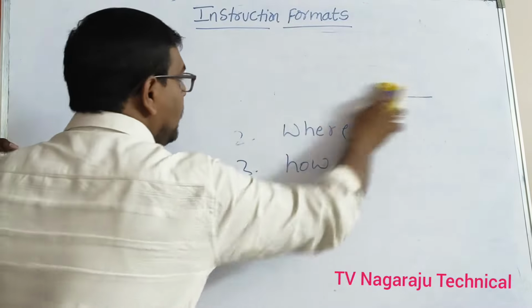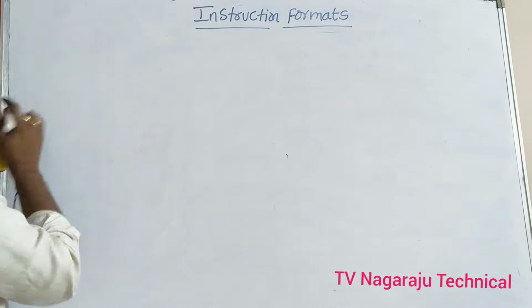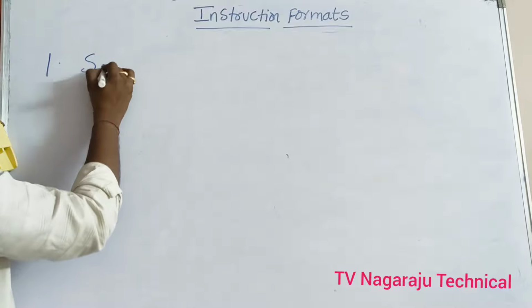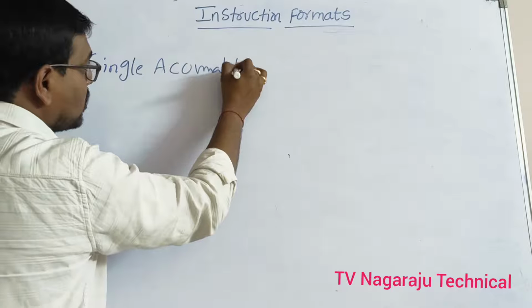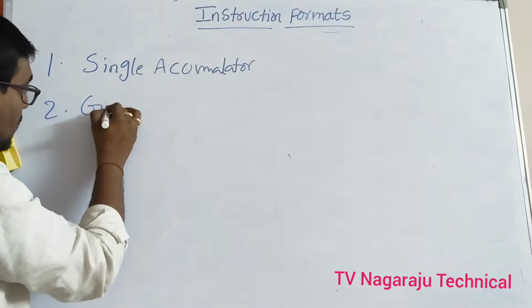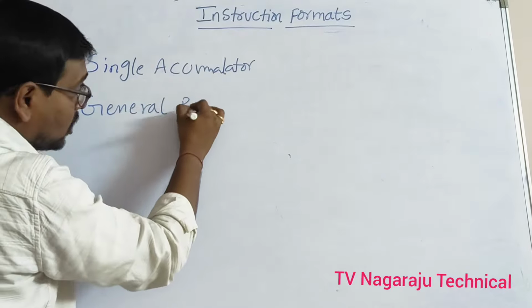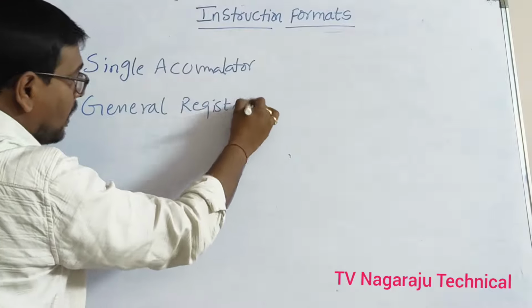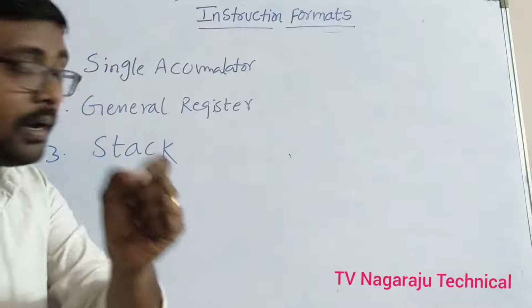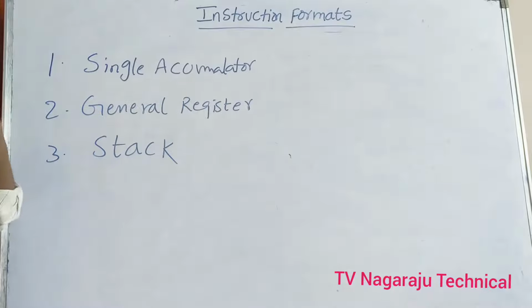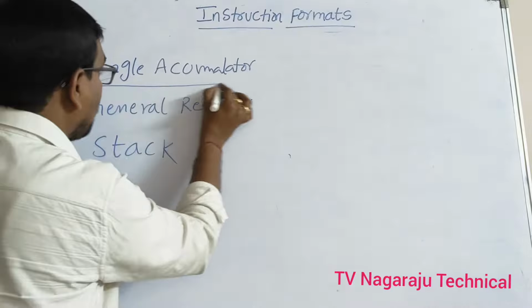Commonly, we have three types of internal organization. One is single accumulator organization, the second is general register organization, and the third is stack organization. These are the commonly used internal organizations. Now we will move one by one.